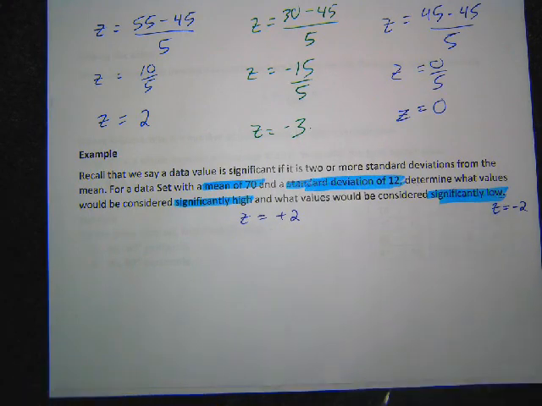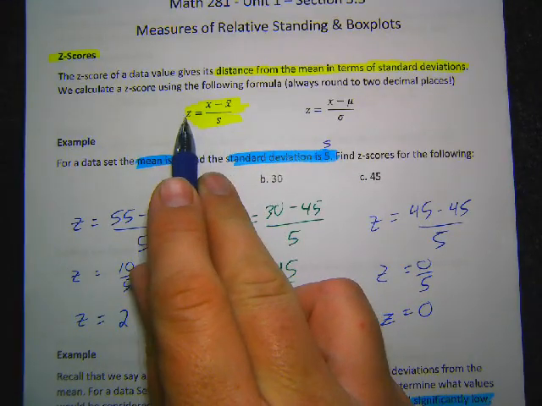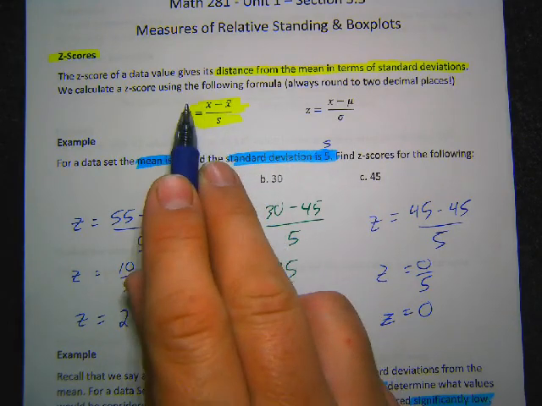So we want to find values that have those z-scores. So we're going to go back and we're going to use that same formula we just used. But now instead of finding the z-score, we're finding the x value. We're trying to find the data value. So we're going to plug in the information they gave us.